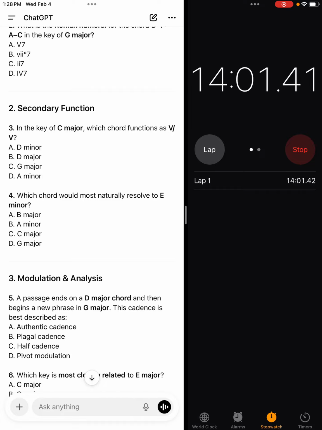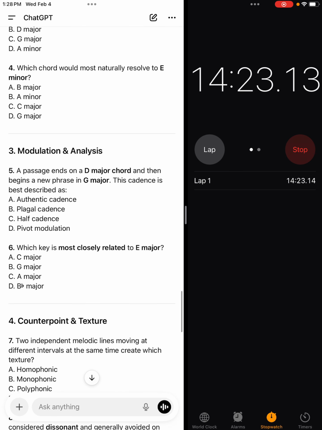What chord will naturally resolve up to E minor? Resolve up is the seventh. Wait, resolve up. Resolve up. Wait, resolve to E minor, B major? Okay.